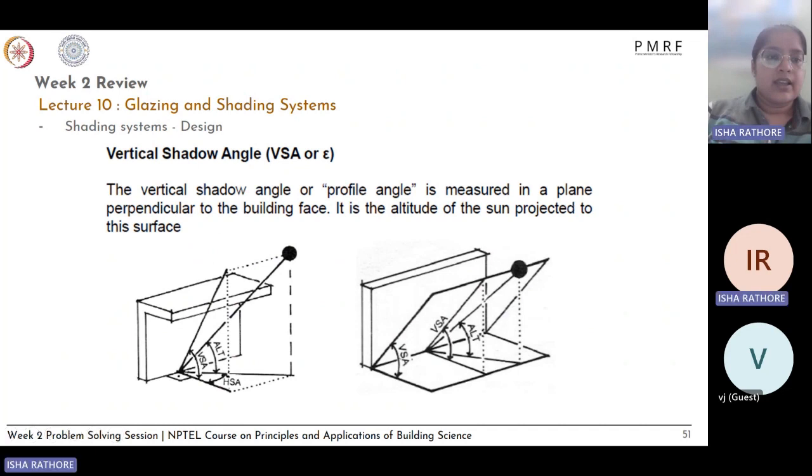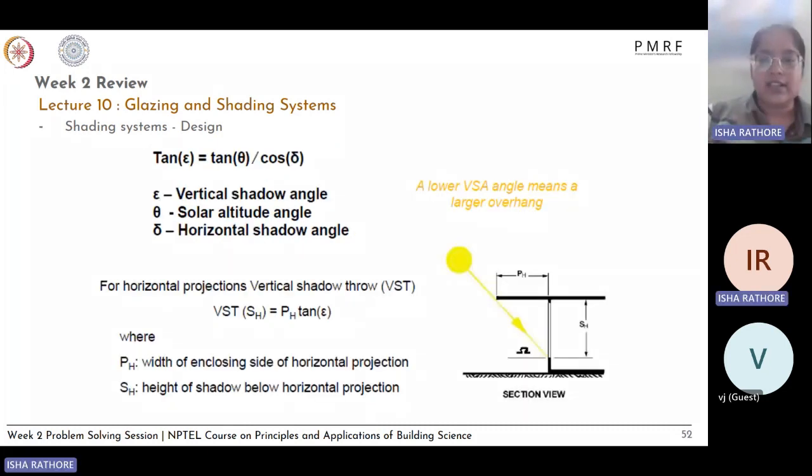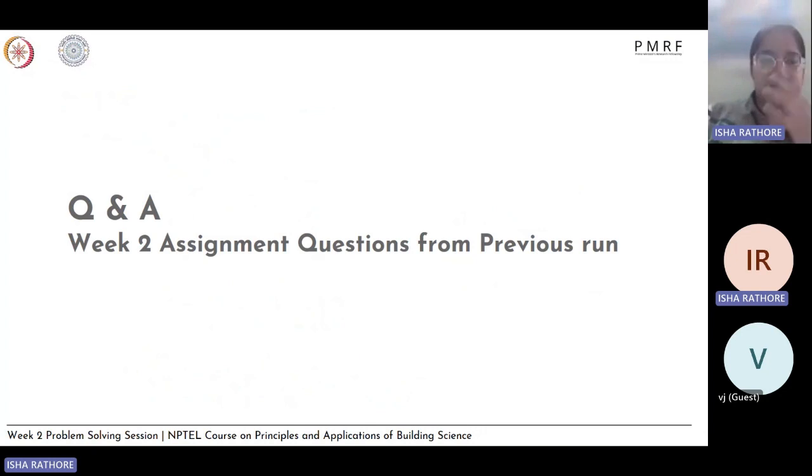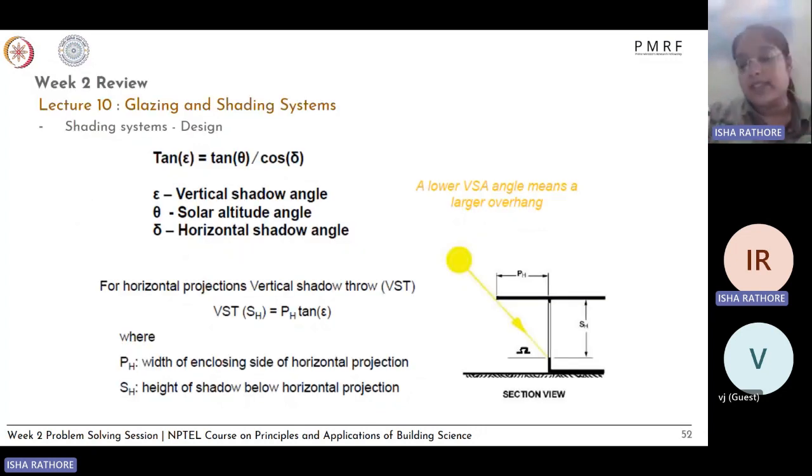Then your vertical shadow angle is used for the design of your horizontal shading devices. So then again, your VSA is this angle, which is again determined based on the geometry of the sun position. You relate these angles for designing your shading devices, basically how much should be the projection and how much should be the length and other things. So again, those types of things were covered in this lecture.